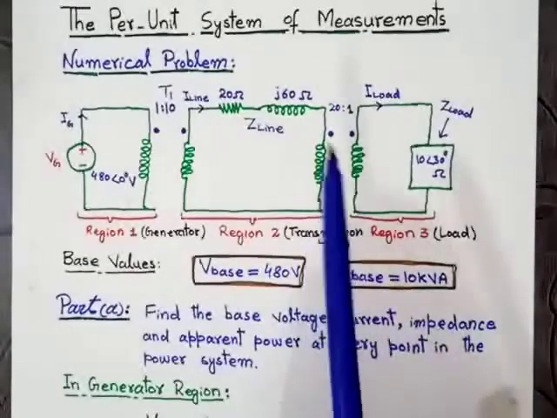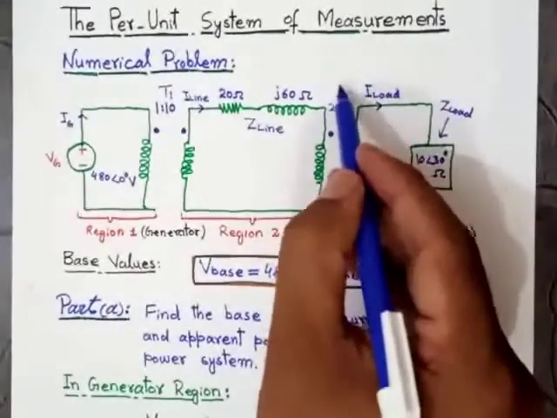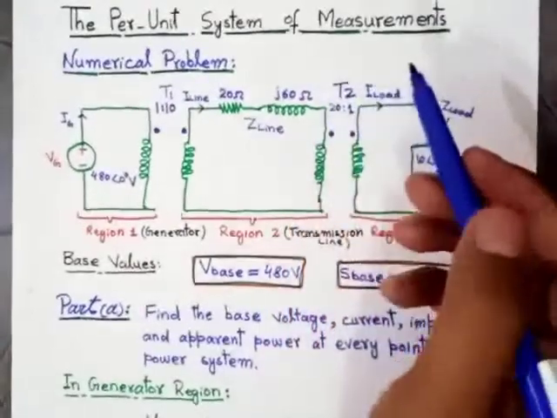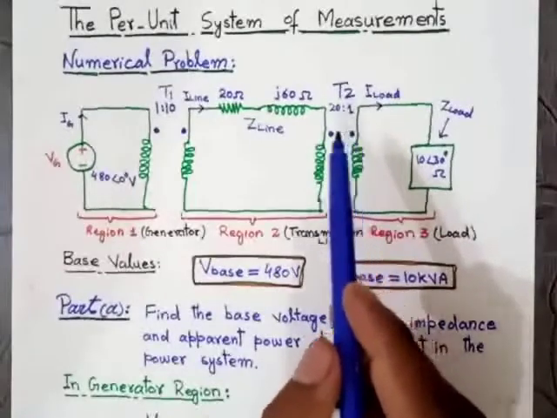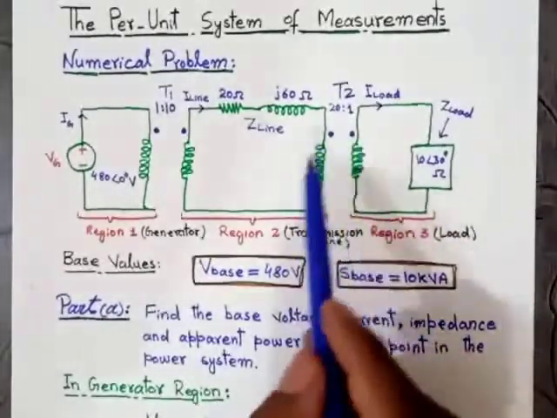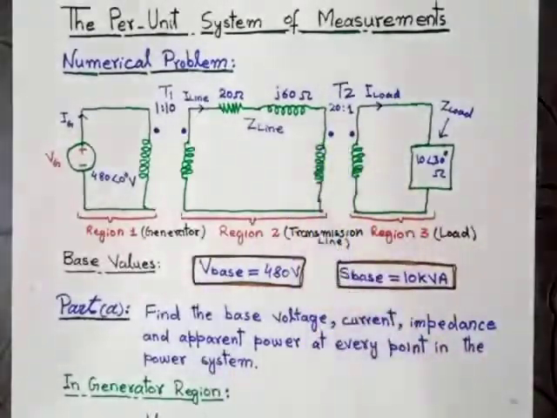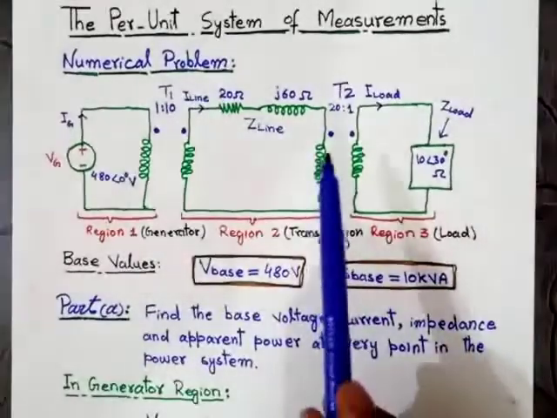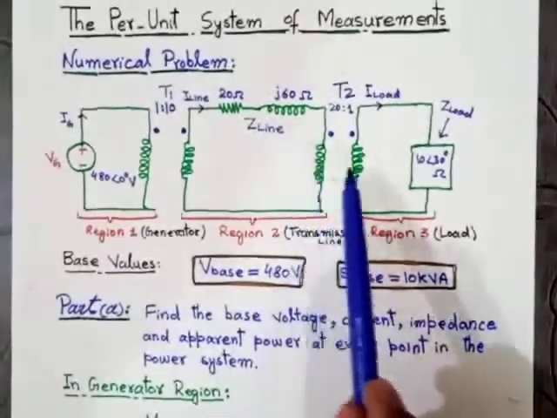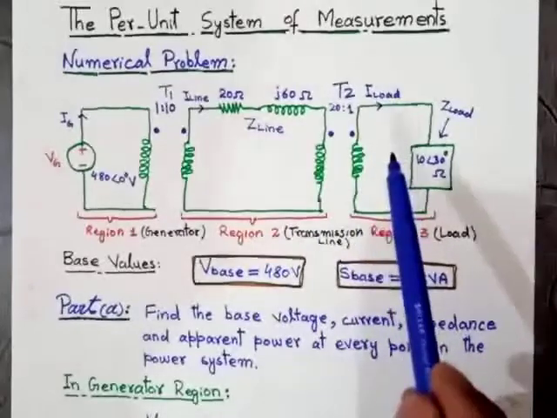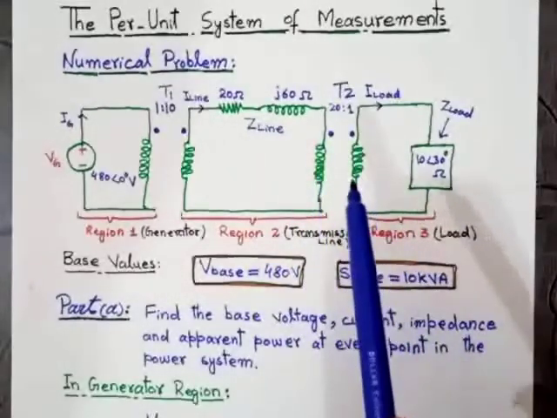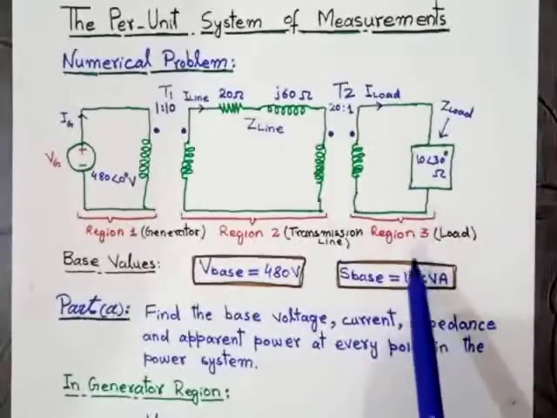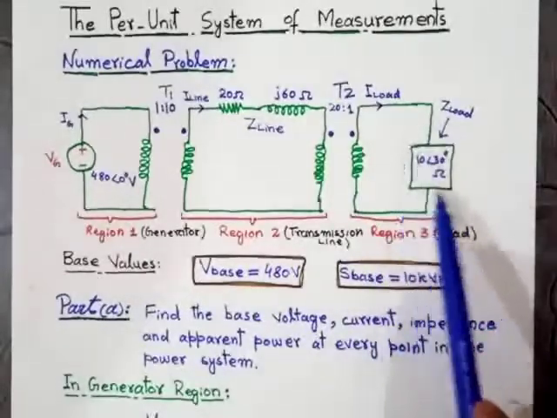And after this there is the transformer number 2, that is T2. And the ratio of this transformer is 20:1. So this is the step down transformer. That is, if the primary voltage is 20 volt, then the secondary voltage will be 1 volt. That is the step down transformer. And after this, the third region is the load, and this is the load.